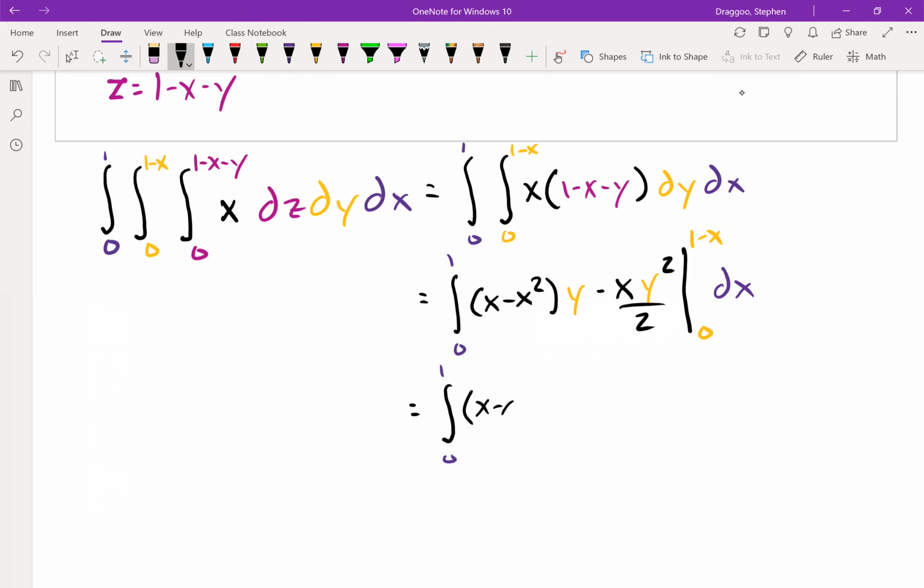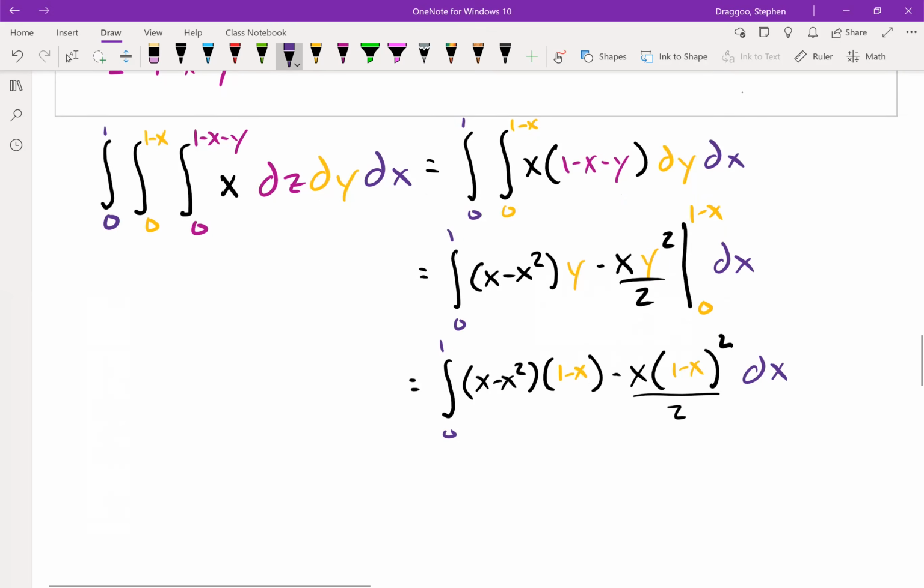x minus x squared times, we'll have 1 minus x, minus x times, we've got 1 minus x squared. Nope, 1 minus x squared. That's over 2, dx. And figure out what this thing comes out to. Well, we could factor a 1 minus x out of that mess. Will that get us anywhere?